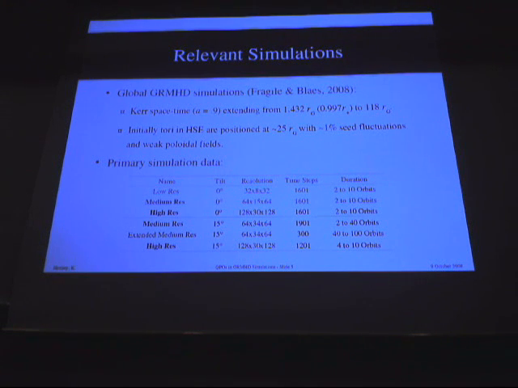So these 4 simulations that we're going to be talking about most are a medium and a high-resolution simulation, particularly the first 2 that have no tilt, and then a set of 2 that do have a tilt, where the angular momentum of the disk is not aligned with the spin of the black hole. And we'll see if that also produces anything interesting.